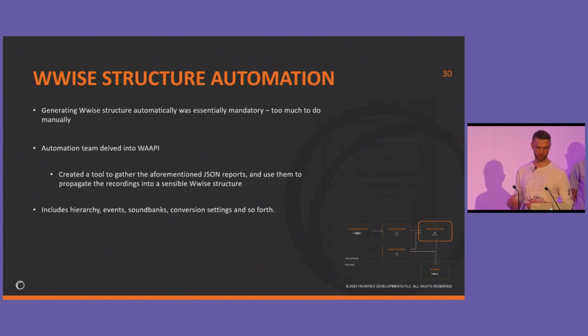And we now need to somehow get those recordings into WISE in some kind of sensible structure. To do this, our automation team delved into something called WAAPI, which is WISE's API. This lets you interact with WISE in an automated way and generate WISE project structures and that sort of thing. So they went ahead and did this and basically took all these JSON reports and built a WISE structure out of it. It includes all the hierarchy, like the actor mixer hierarchy and events and soundbanks, conversion settings, all this sort of thing.